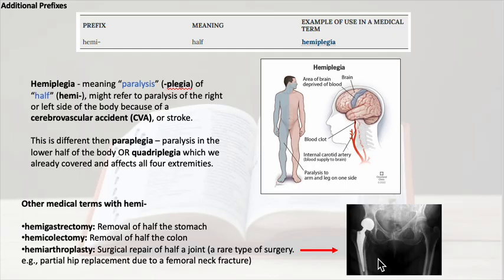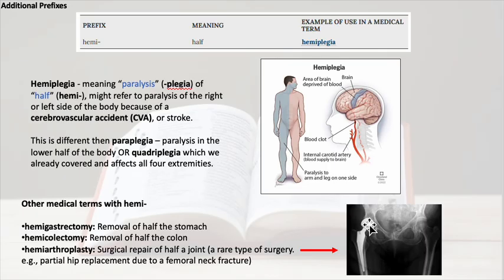Now, this is rare, but at times an individual might require a partial hip replacement if they were to fracture the neck of the femur. So the femur has a particular structure. This is the bone that is within the thigh. The femur comes upward towards the hip, and there is a kind of narrowing here and we call this the neck of the femur.